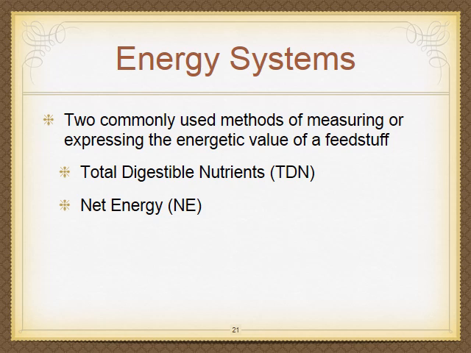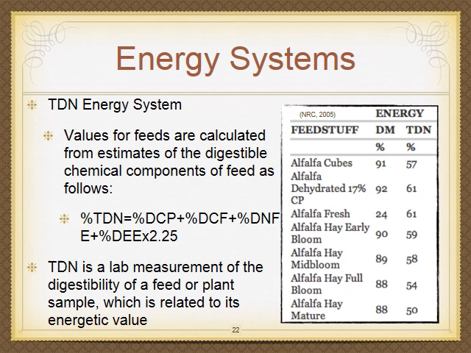There are 2 commonly used methods of measuring or expressing the energetic value of a feedstuff. The first method is total digestible nutrients, or TDN, and the second one is net energy.